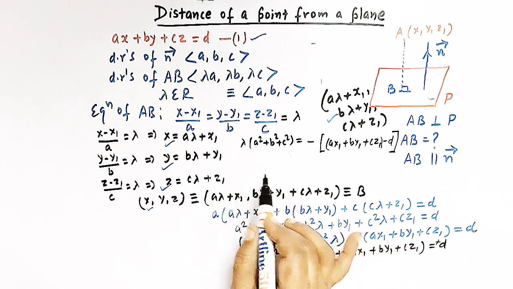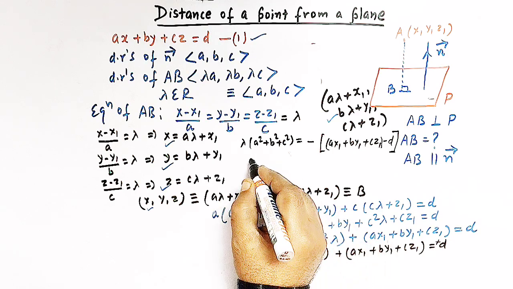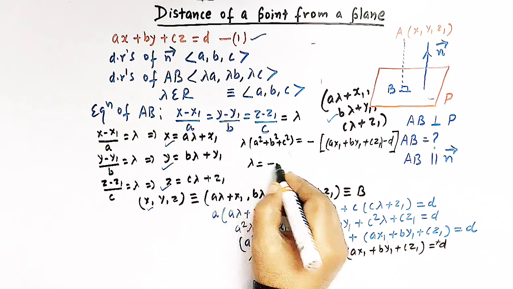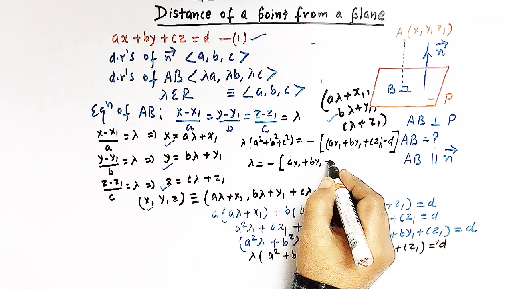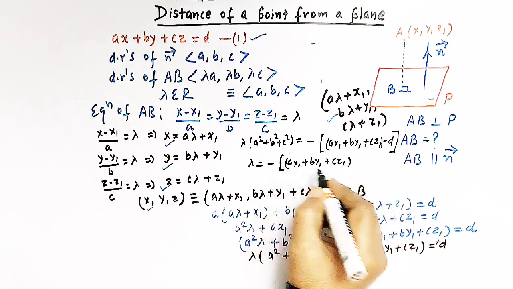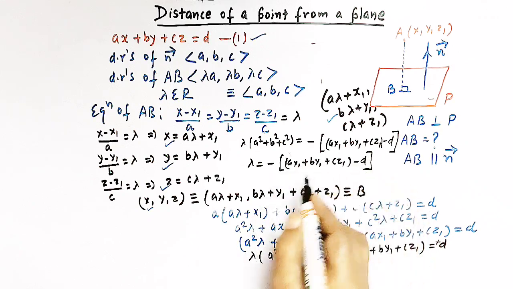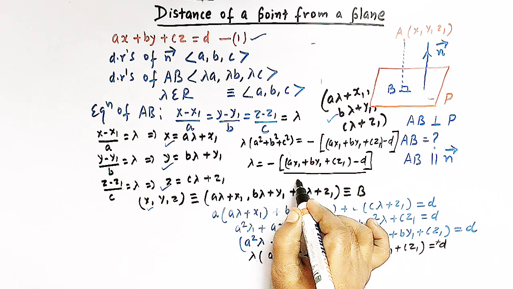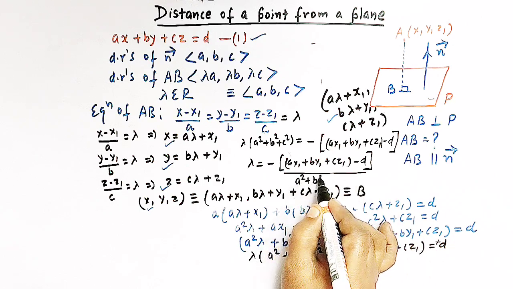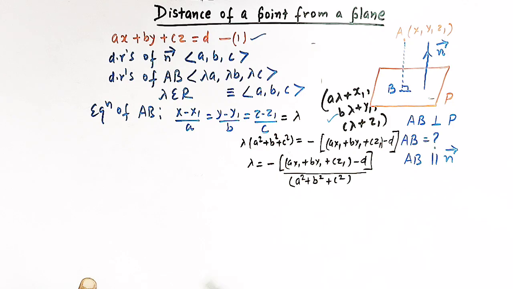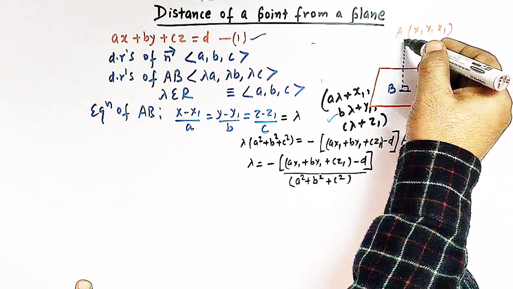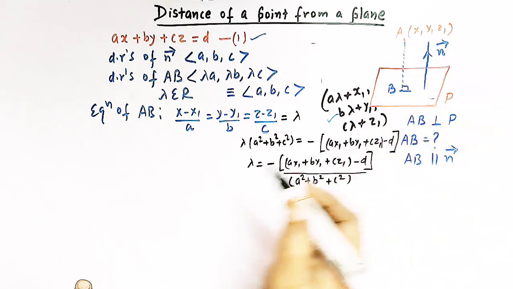So let us write now lambda is equal to minus, then we have ax1 plus by1 plus cz1 minus d divided by a square plus b square plus c square. So now let us find out the distance between A and B using the distance formula.